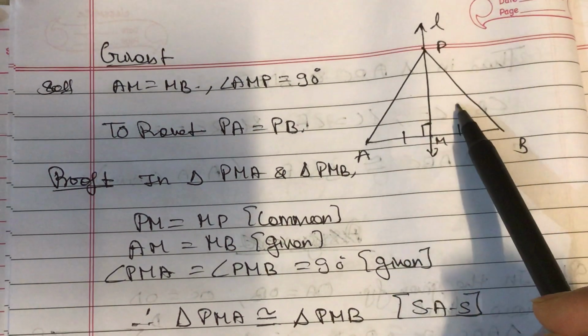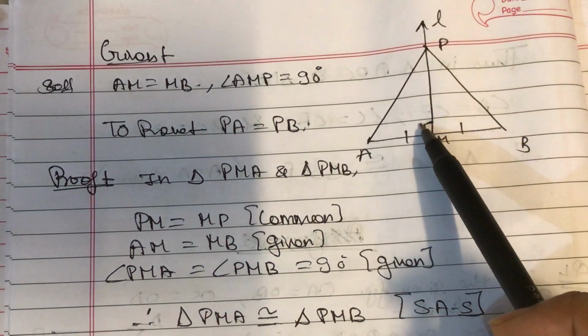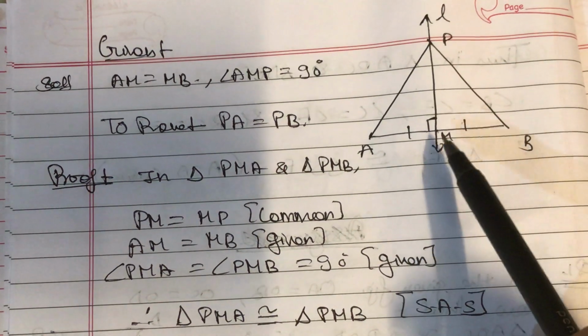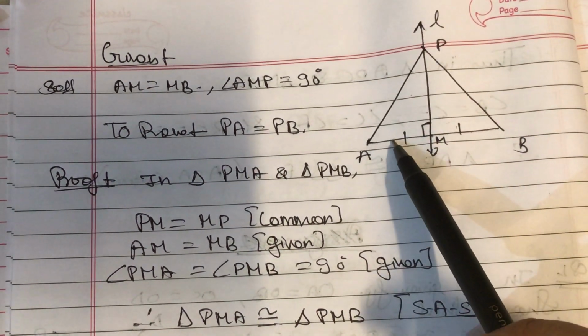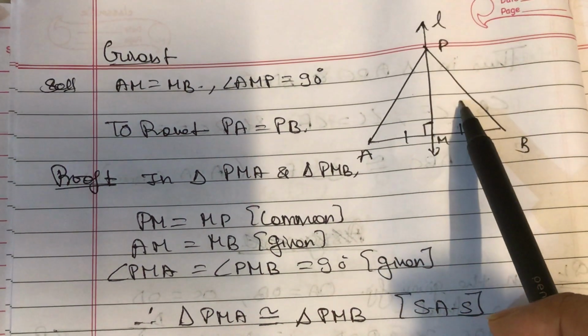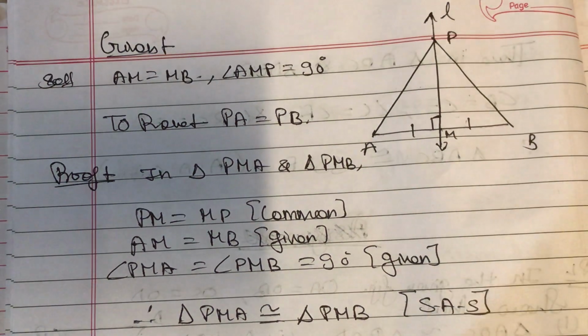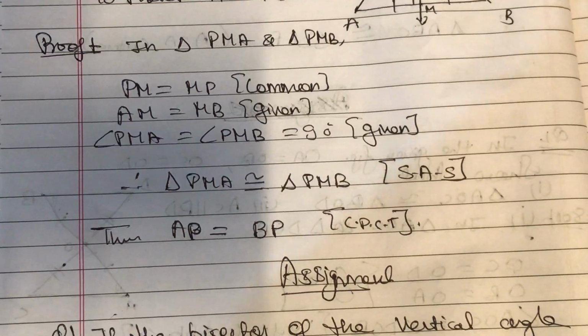Now in these two triangles AMP and BMP, this angle is equal, this side is equal to this, already given, and I can say that PM is equal to MP, common. So using side angle side property, I can say that this is congruent to this. If they are congruent, then I can say AP is equal to BP using CPCT criteria. Now you can see the solution of it.